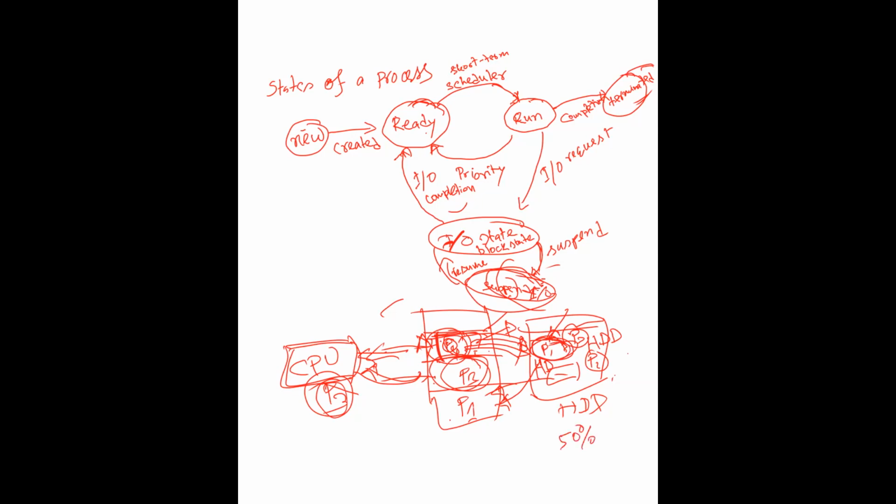Now another 50% is still remaining. Then again, process P1 gets the slot and comes to the memory or RAM. Now still 50% is remaining. So this is called the resume. It can resume, and another 50% of the process can complete here.